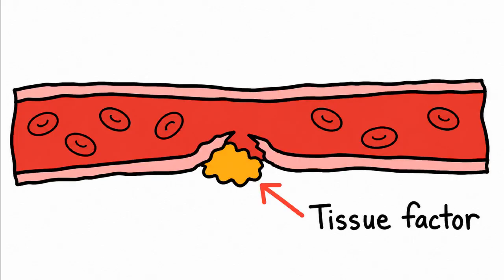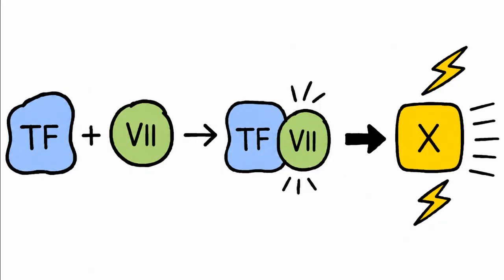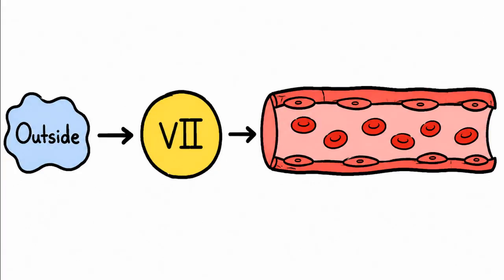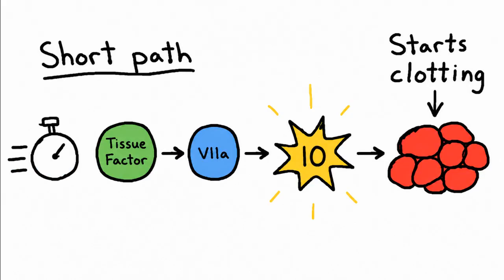The extrinsic pathway begins when tissue damage exposes tissue factor outside the bloodstream. Tissue factor binds factor 7, and this complex rapidly activates factor 10. An easy way to remember this is, extrinsic exits the vessel and uses 7. Extrinsic begins with something outside the blood vessel, and factor 7 is its major numbered factor. Because this pathway is short and activates quickly, it acts as the spark that starts coagulation.